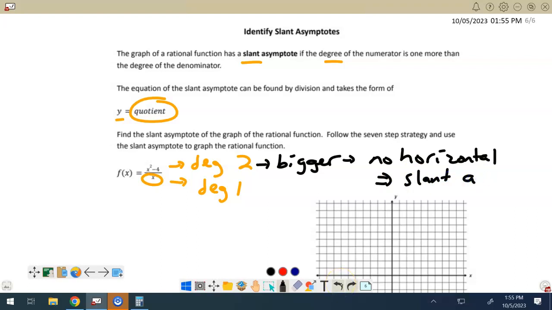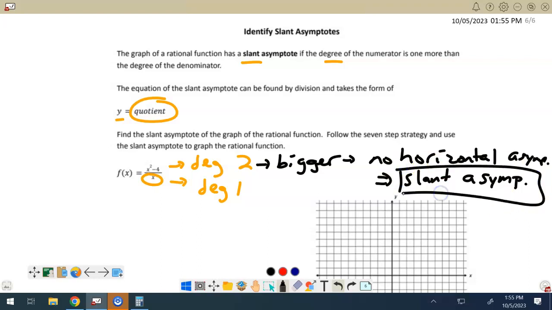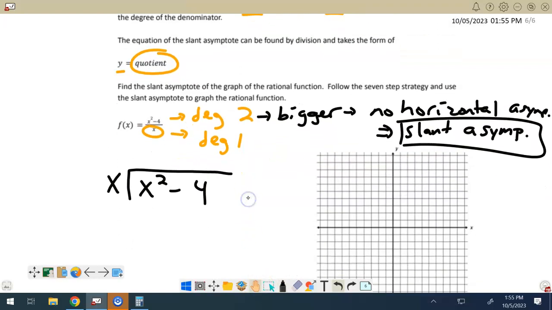Let's get letters here. So there will be a slant asymptote. I guess I should put that here as well. There's no horizontal asymptote because instead we have a slant asymptote. And the only way to find that slant asymptote is to take the denominator and divide it into the numerator. So that's what we have to do here. And this is long division. This is something we talked about back in 3.3, where we did an example of this.